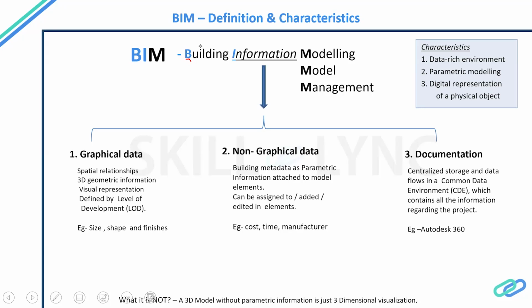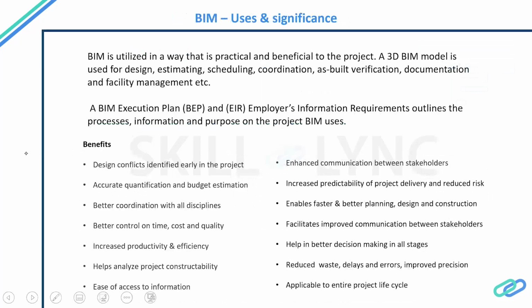Built environment is a compilation of man-made features or a facility or anything that is man-made or constructed, an environment which is artificially constructed. And information here can be of 3 parts. One is the graphical data, second is the non-graphical data, and third is the documentation. So this information is what distinguishes BIM from other conventional processes.